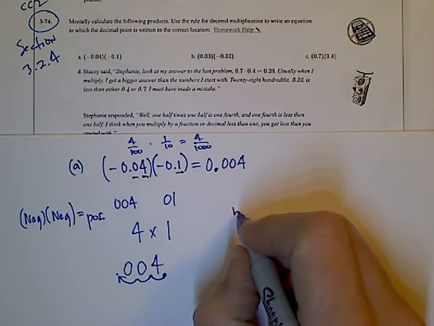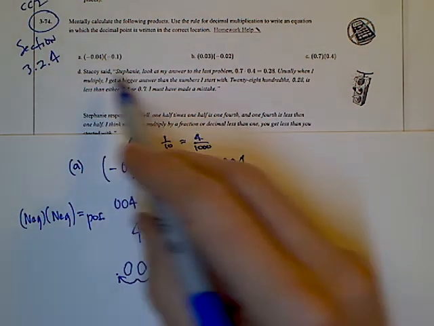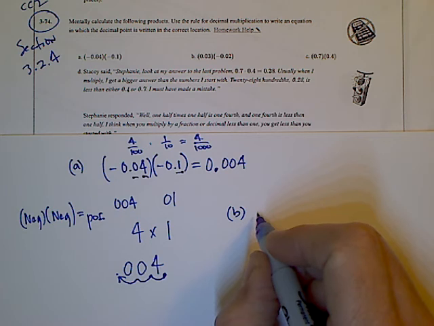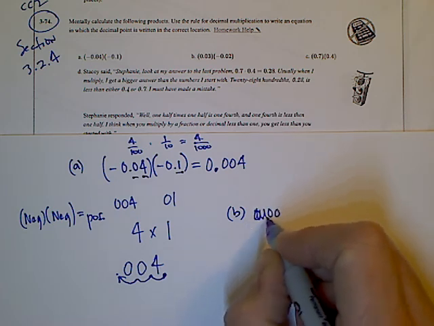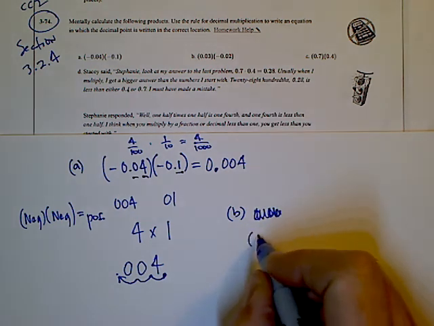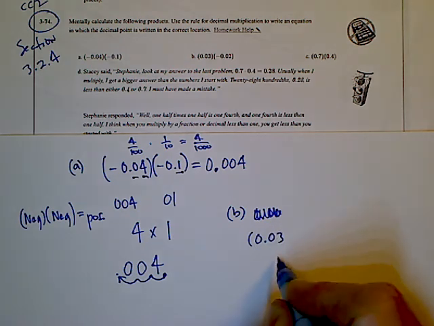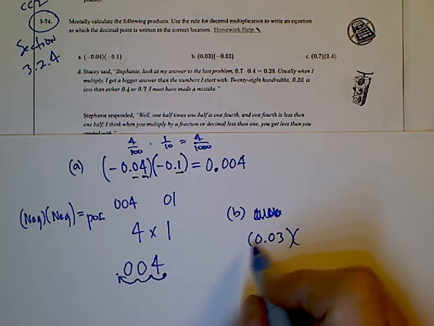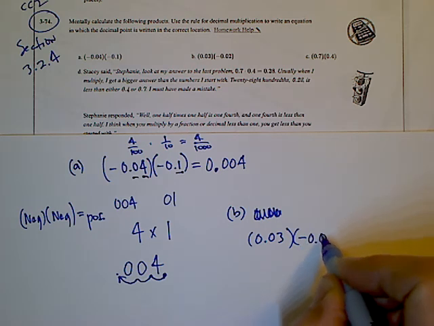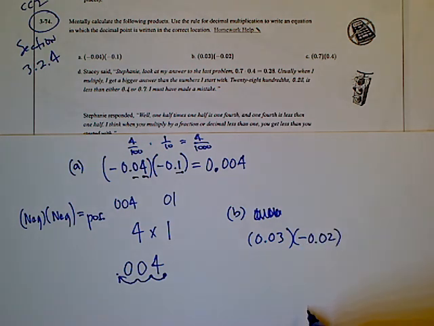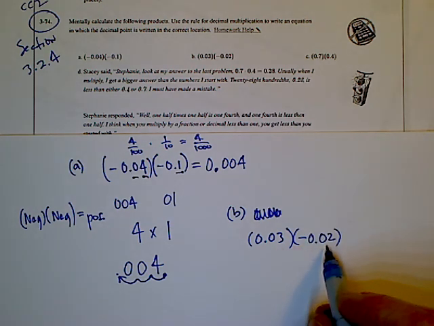So let's look at B then. I did A, and I spent a little more time there, so B we'll do a little quicker. We have, oops, let me rewrite that. I did too many zeros. So I have 3/100ths times, and it's a positive 3/100ths times a negative 2/100ths, right? 3/100ths times a negative 2/100ths.